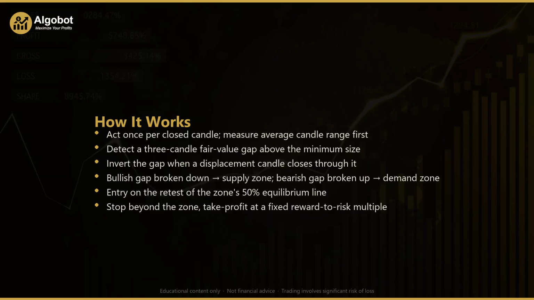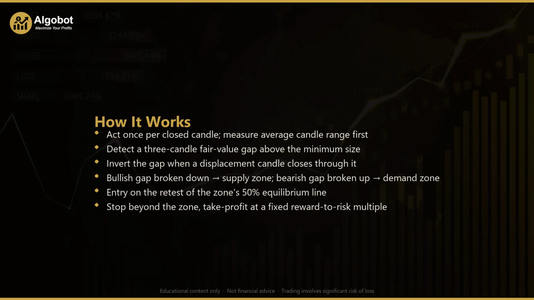Second, it scans the last 3 closed candles for a fair value gap. For a bullish gap, the high of the oldest candle must sit below the low of the newest, with a real push in the middle, and the void between them must be at least the minimum gap size. A bearish gap is the mirror image. Each qualifying gap is stored in a rolling list. Many candidates are tracked at once, not just one.